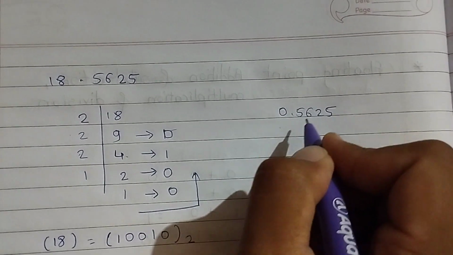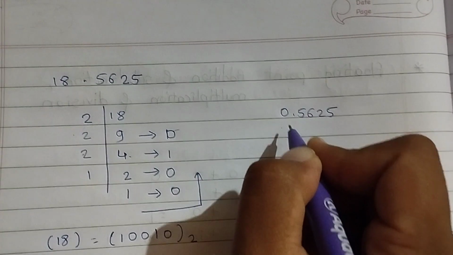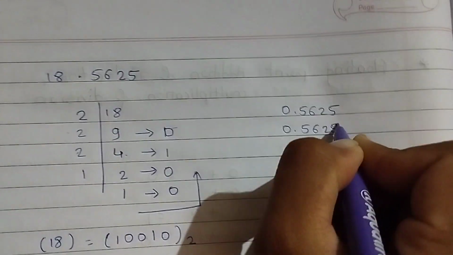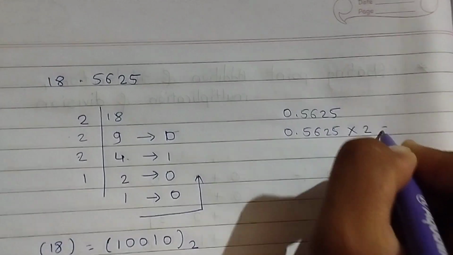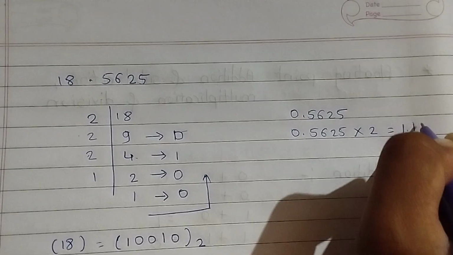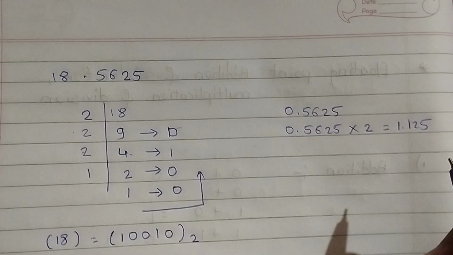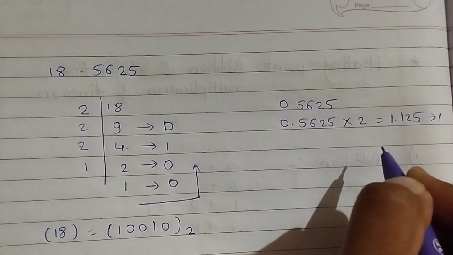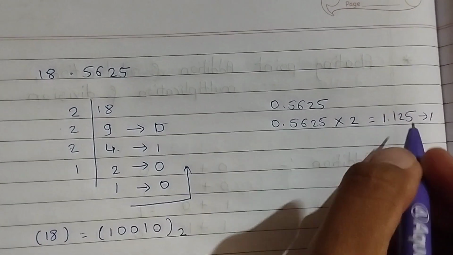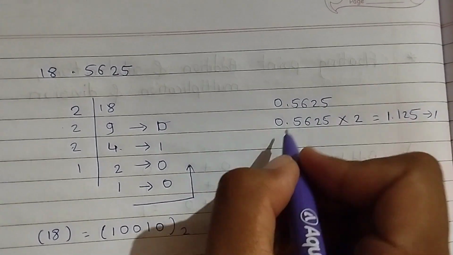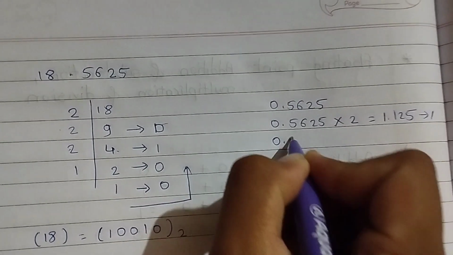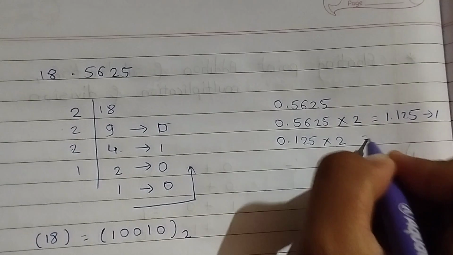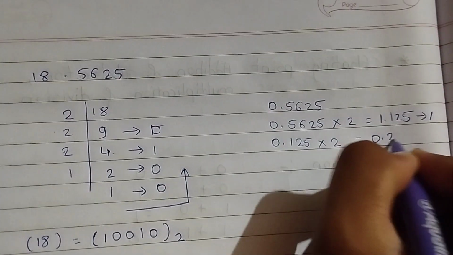So multiply the floating point with 2. 0.5625 multiplied by 2, then the answer is 1.125. Before the floating point 1 is present, so write it here. Now the number after the floating point, take for multiplication: 0.125 into 2. So the answer is 0.25.